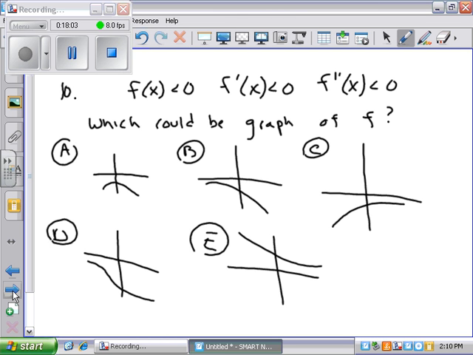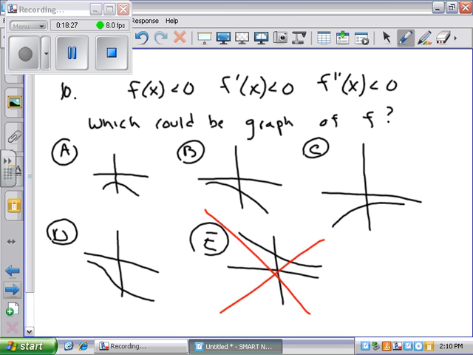Okay, so what are you looking at? They're saying the function's negative. So if the function's always negative, what does that mean about the graph? Where does it have to be? Under the x-axis. So just get rid of e right away, because the function's not negative there. It should not be increasing.